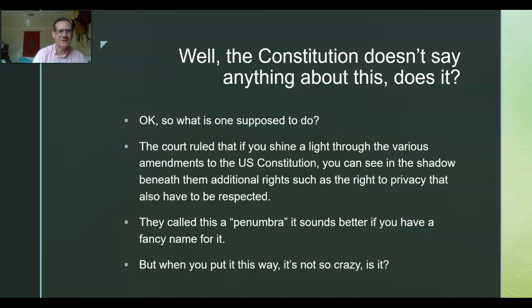Now, it might sound like they're just making stuff up here, and maybe they are, but at the same time, it's an awfully reasonable way to think about judicial interpretation, right?